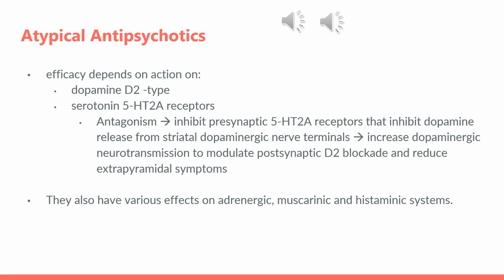The high 5-HT2A receptor affinity of second-generation antipsychotics may account for their low propensity to cause extrapyramidal side effects, but the reduced affinity for D2 receptors likely also plays a role. Antagonism of the presynaptic 5-HT2A receptors that inhibit dopamine release from the striatal dopaminergic nerve terminals could increase dopaminergic neurotransmission in the striatum to modulate postsynaptic D2 blockade and reduce extrapyramidal side effects. They also have various effects on adrenergic, muscarinic, and histaminic systems.